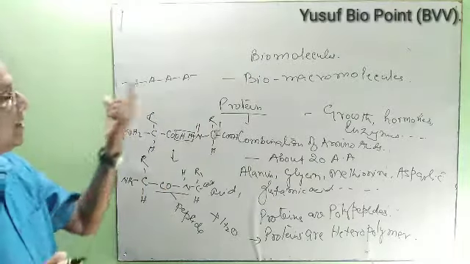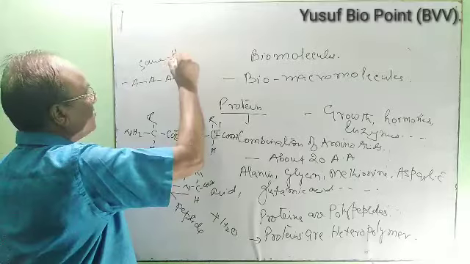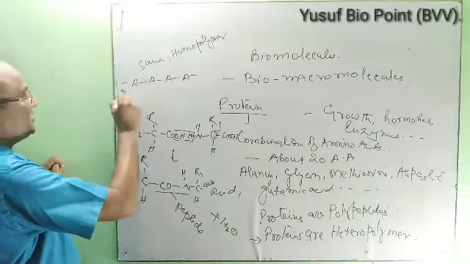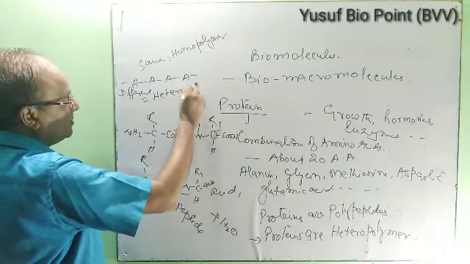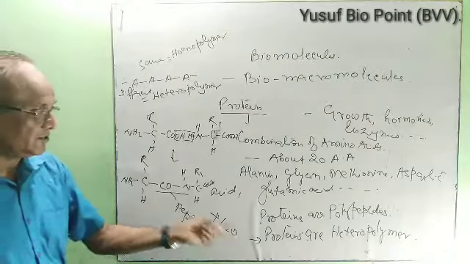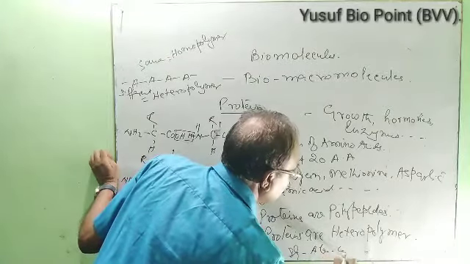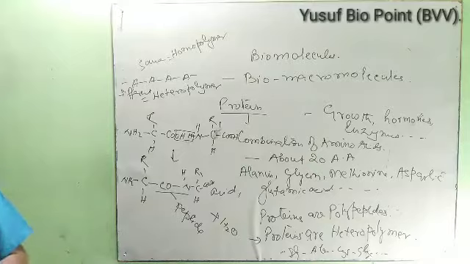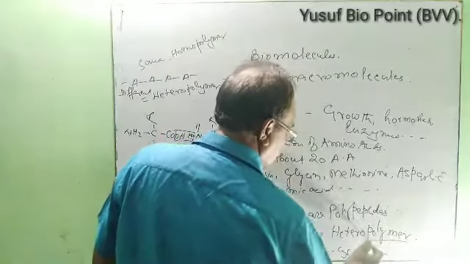If all the amino acids are the same, then it is called homopolymer. But if they are different, then it is called heteropolymer. So different types of amino acids are combined, suppose this is glycine, alanine, cysteine, glycine, like that. Means different types of amino acids will be joined in the formation of protein. So it is called heteropolymer.